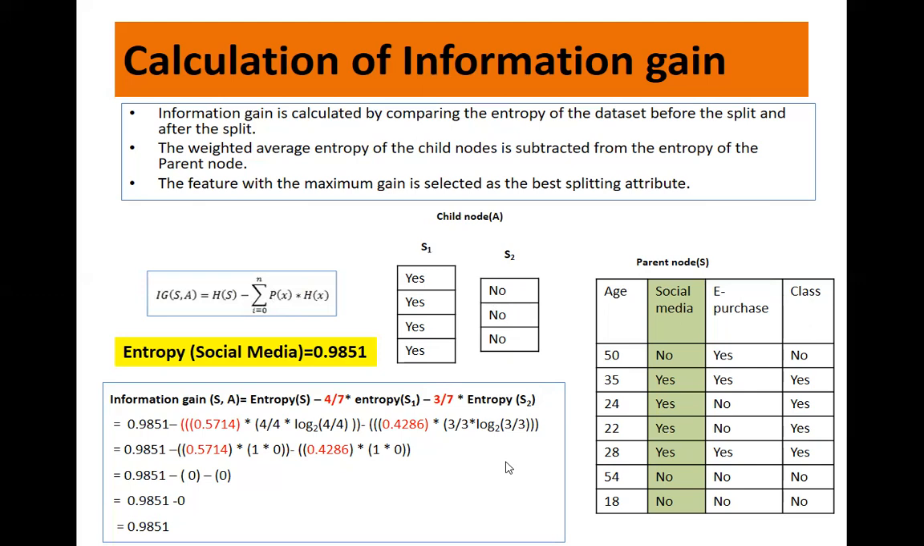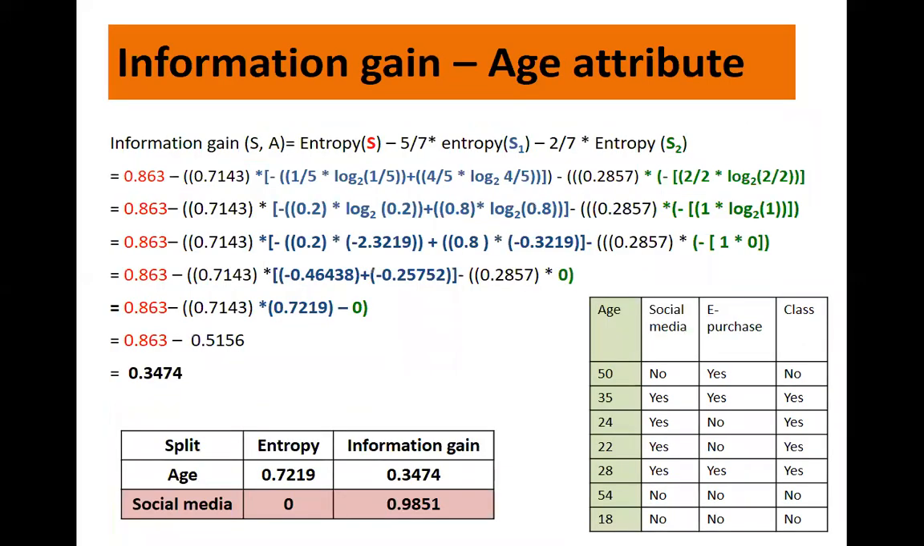Okay. Now, let's try to calculate the information gain for the age attribute. We calculated it for the social media. For social media, we got very good information gain. It was something like 0.98. Now let's calculate the information gain for the age attribute.